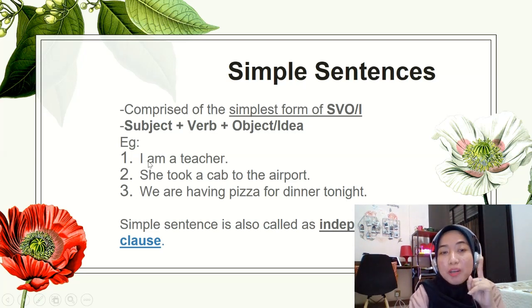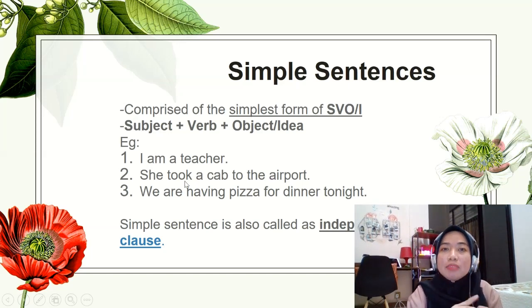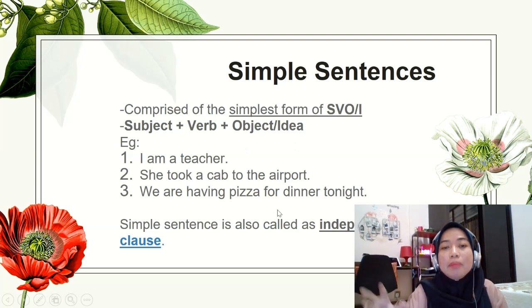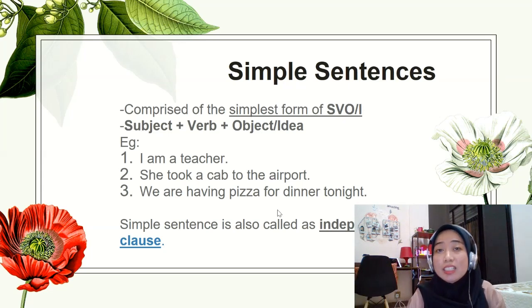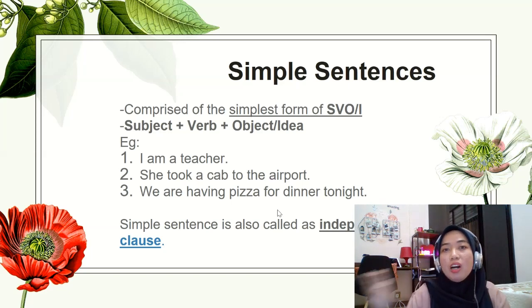Sometimes it's only one word, like "am" and "took." Sometimes it's two or three words, depending. Okay? "Having pizza for dinner tonight" is the object or the idea of the whole sentence. Got it? It's very easy, right? Okay? So not necessarily, if you have longer sentences, it means that it's not simple.